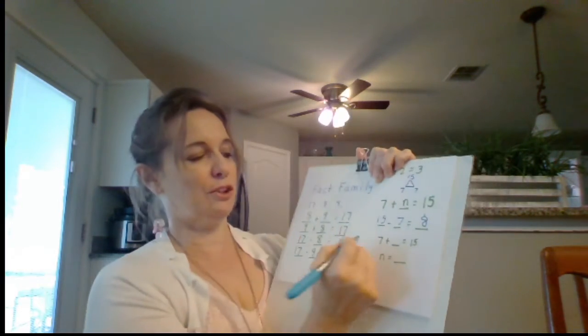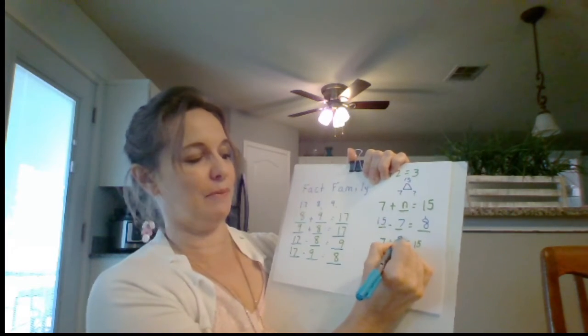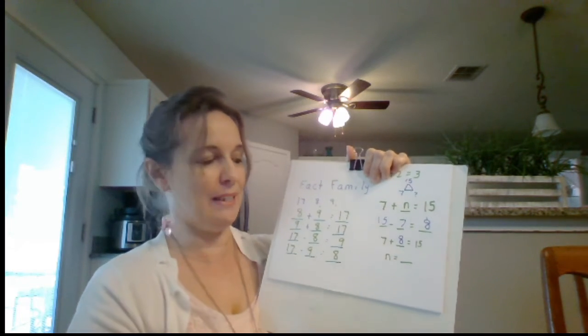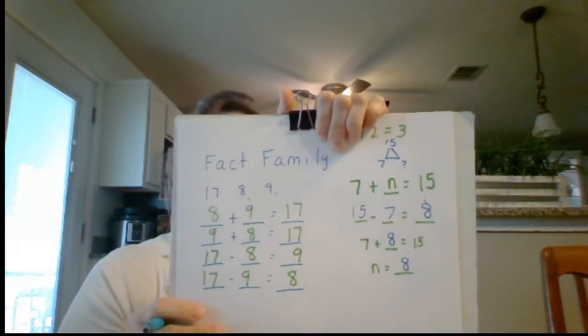8. So let's try it out. Let's see if it works. Let's take the N off and put 8 there. That's the number we're missing. 7 plus 8 equals 15. So N is equal to 8. You solved for the unknown. You did algebra. Look at you.